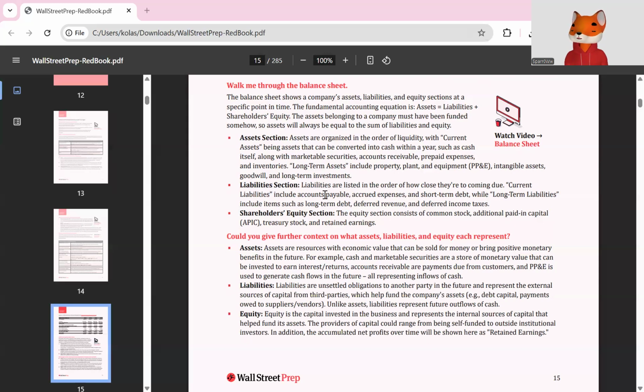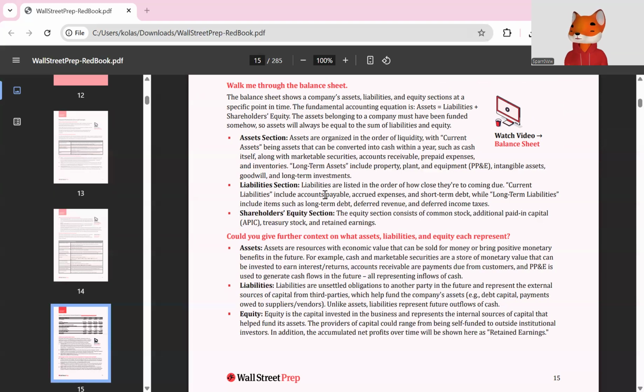Liabilities are unsettled obligations to another party in the future and represent the external sources of capital from third parties which help fund a company's assets. For example, debt capital, payments owed to suppliers or vendors. Unlike assets, liabilities represent future outflows of cash, whereas assets represent future inflows of cash.